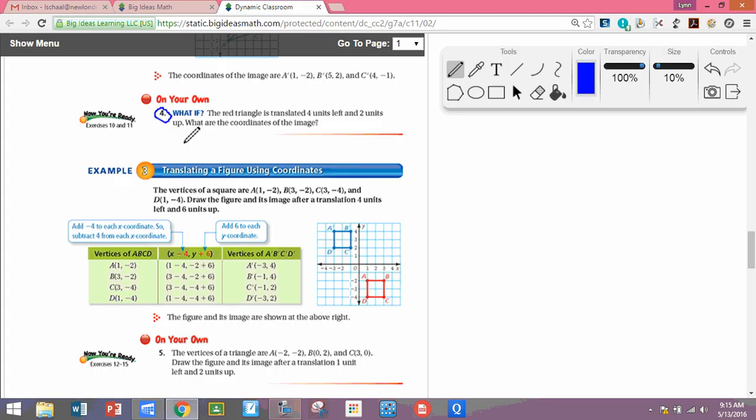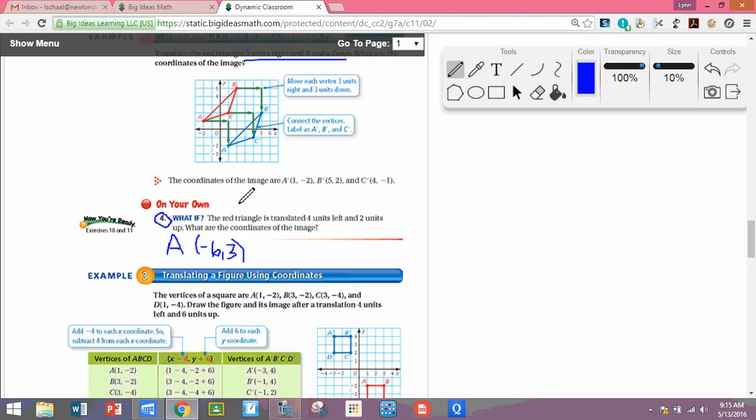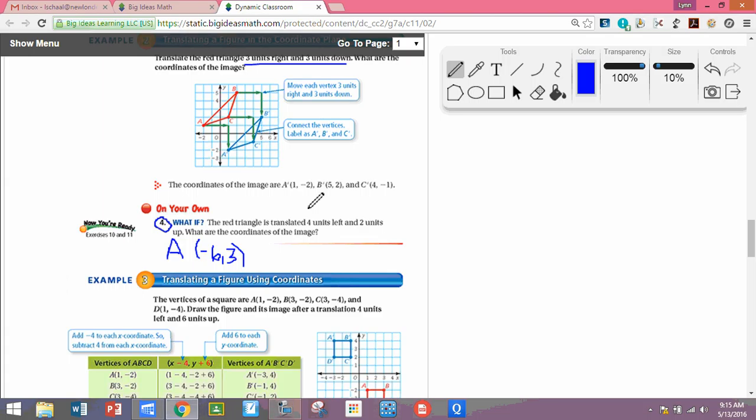Okay, so I did it mathematically. If it's 4 units left and 2 units up, and you're using the coordinates there, A is going to be a -6, 3. So, let's see.